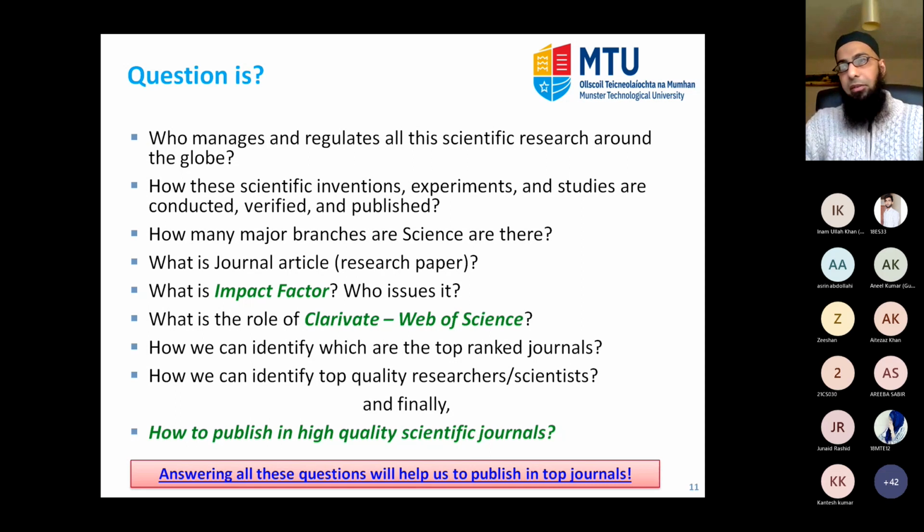What is an impact factor? Who issues it, and how do we calculate it? And what is the role of Clarivate Web of Science? How can we identify top-ranked journals? How can we identify top quality researchers and scientists? And the main question is how to conduct research that really impacts society and humanity, and how we can conduct state-of-the-art research which will have an impact not only in solving the problems of the industry but also the challenges our society faces. If we try to answer these questions, we will be able to understand how scientific research works.